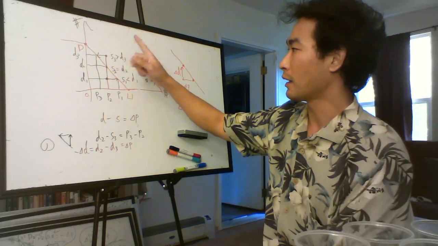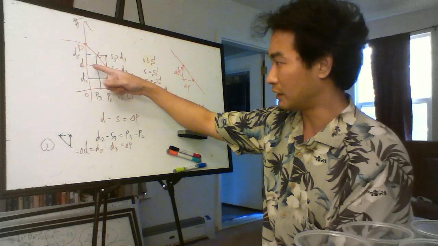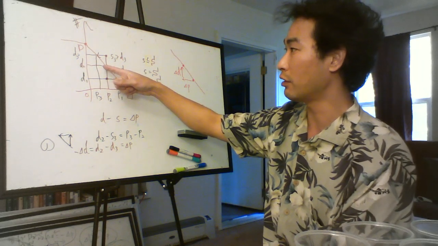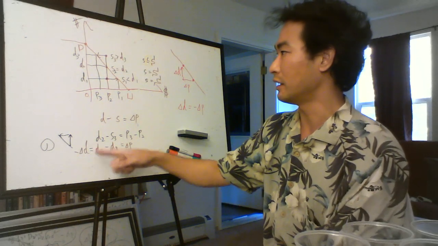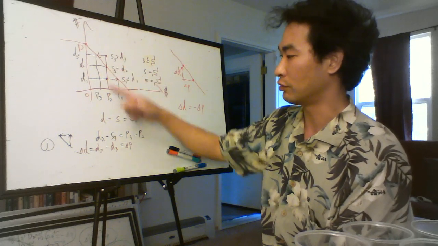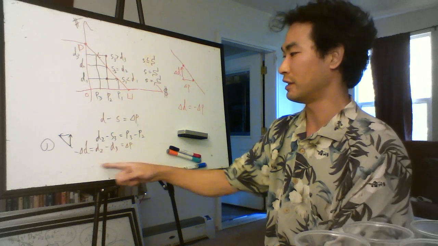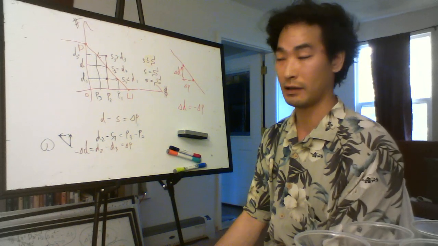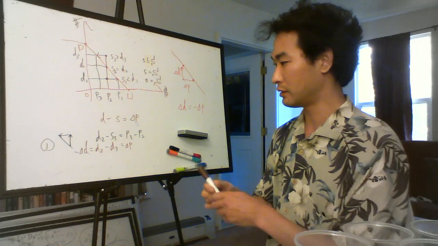So what happens first? Yeah, D2, right? Happens later, D3. So delta D is equal to D3 minus D2. That's why D2 minus D3 is minus delta D.